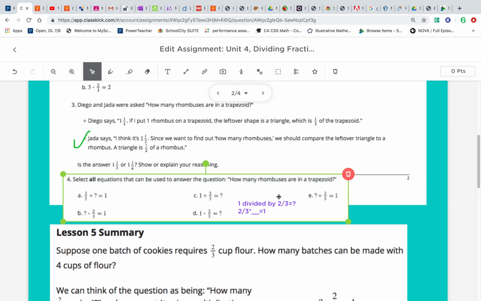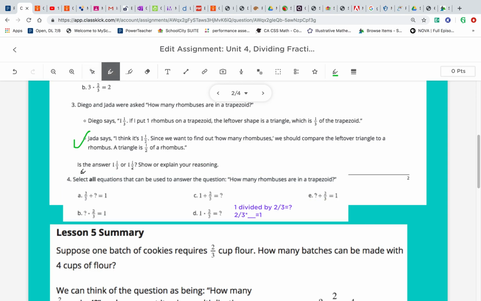So what we can do is go through each of the possible answer choices and see which ones would be the same as this here. So 1 divided by 2/3 equals something, or 2/3 times something equals 1. So here we have 2/3 divided by something equals 1. Well, no, we just said it's 2/3 times something. So because of that, we can't use that one. That's not going to work, because we can't just have everything be the same and just change the operation and not change anything else. That's not how it works.